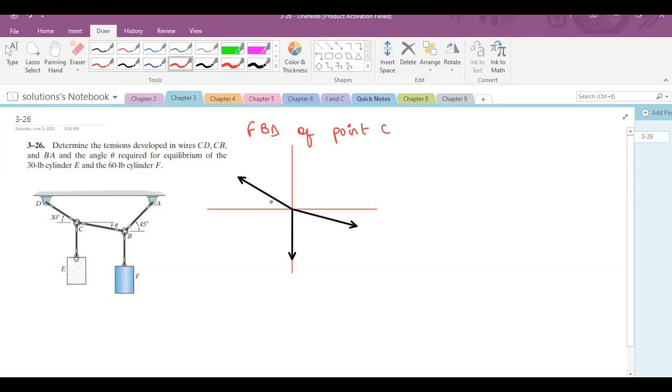Let's label them. This right here is 30 degrees. It is at theta degrees, and let's call this TCD. This right here is TCB, and that's the weight. It's 30 lbs.